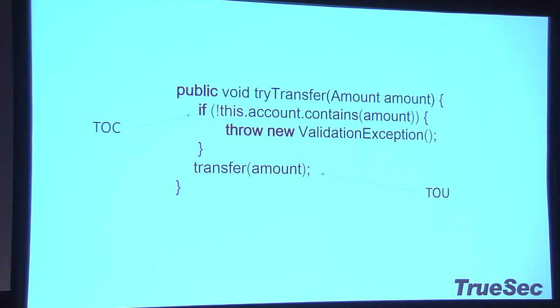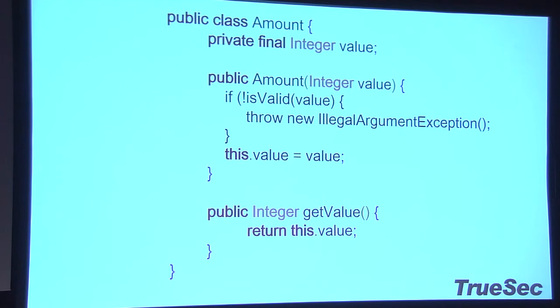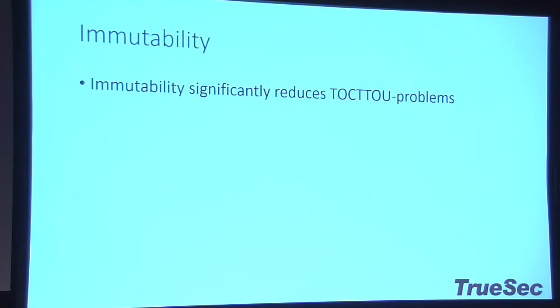The simplest way to solve this is, of course, to make the amount object immutable. It cannot be changed. You set the value in the constructor, and then declare it as final, or read-only in C#, and then this value can never be changed because we only have a getter for it. There's no setter, which you cannot have when it's a final or read-only value. So super simple, but a great thing, because immutability significantly reduces these TOCTOU problems.